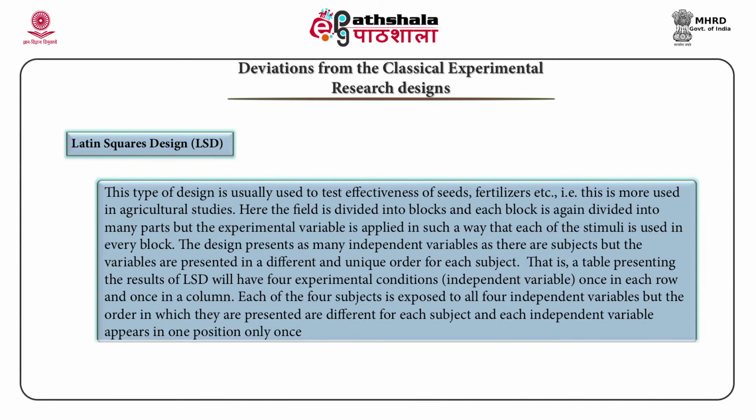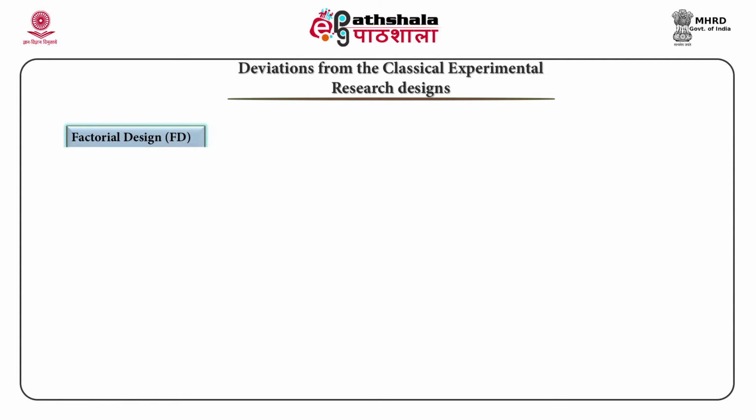Latin square design, LSD. This type of design is usually used to test effectiveness of seeds, fertilizers, etc. That is, this is more used in agricultural studies. Here the field is divided into blocks, and each block is again divided into many parts, but the experimental variable is applied in such a way that each of the stimuli is used in every block. The design presents as many independent variables as there are subjects, but the variables are presented in different and unique order for each subject.